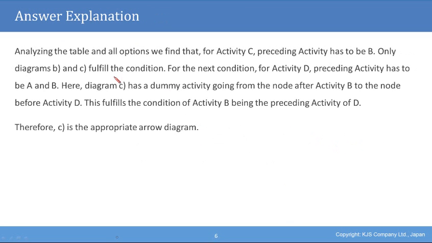If we now analyze the table and all options that we had in the question, for activity C, the preceding activity has to be B. Only diagrams B and C fulfill this condition. For the next condition, for activity D, preceding activity has to be A and B. Here, diagram C has a dummy activity going from the node after activity B to the node before activity D. This fulfills the condition of activity B being the preceding activity of D. Therefore, C is the appropriate arrow diagram.